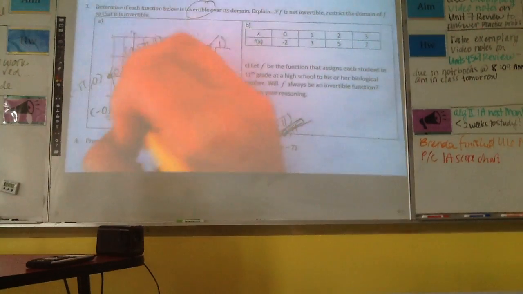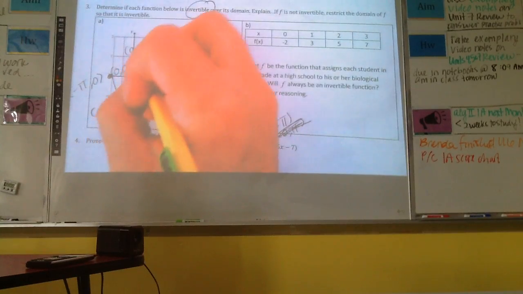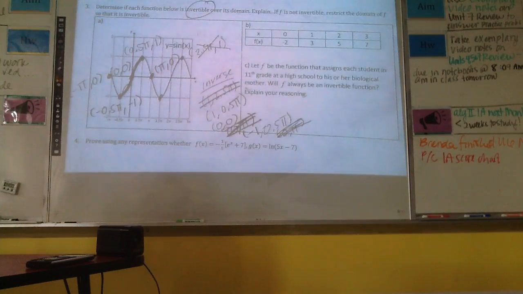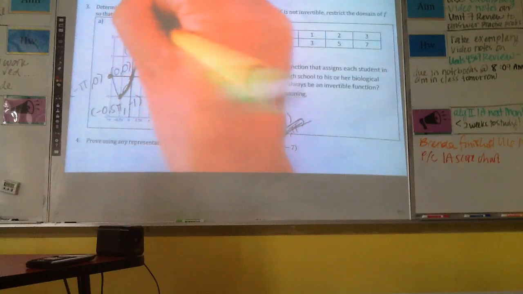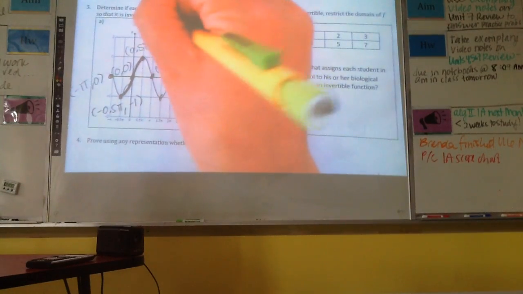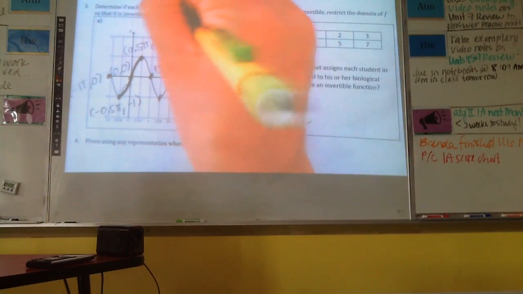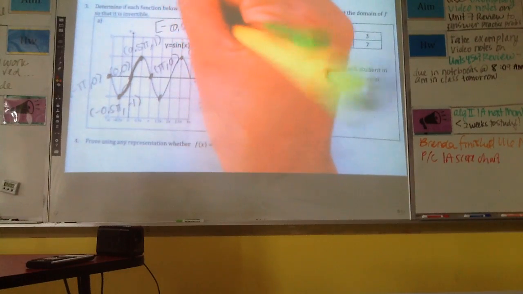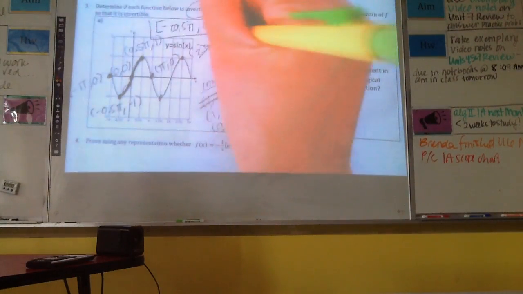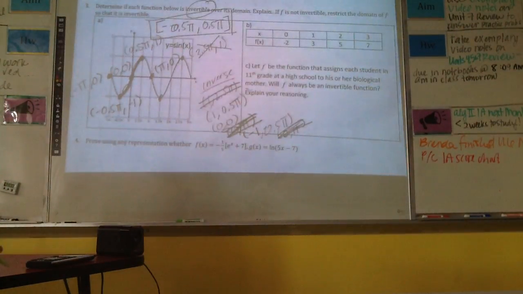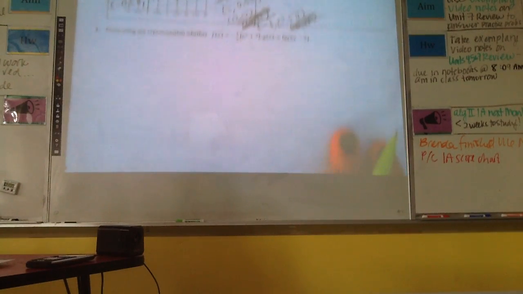It looks like my function will be invertible. That is, the inverse will be a function if, for example, I restrict the domain to negative 0.5 pi up to 0.5 pi. I can include these points as well. Okay, let's move forward to one last problem.